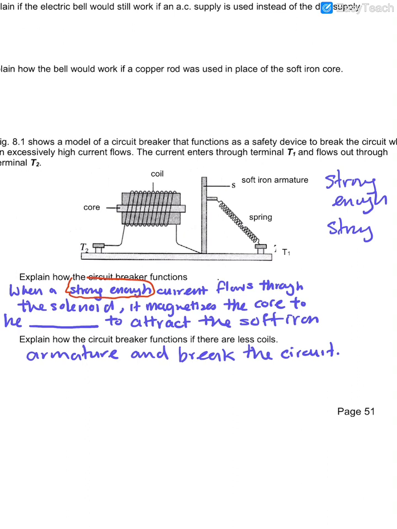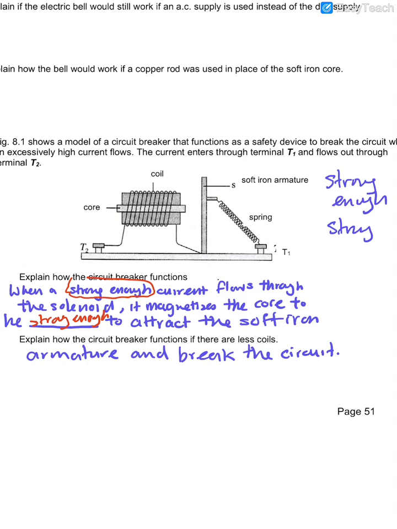But now it has to magnetize the core to be also strong enough. Okay, so just now Elvis was saying it's too weak. So when the current is large, then it can be strong enough to magnetize the core to be strong enough to attract the soft iron armature and then break the circuit. So once the armature is attracted, the circuit is broken. Okay? So it's somewhat similar to the electric bell, but here yours is a circuit breaker. Okay, so it has to break at a large enough current.